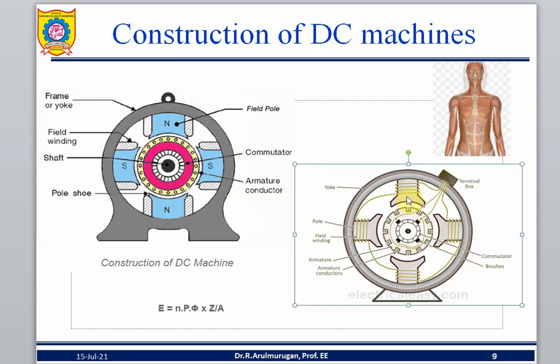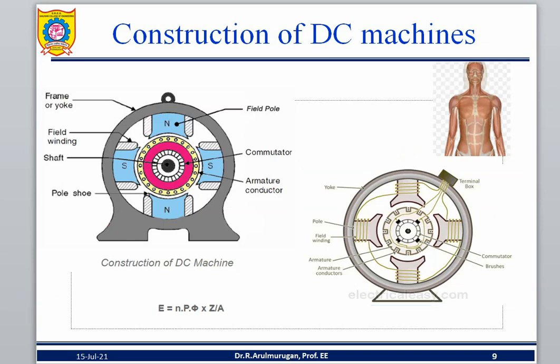The field coil is connected in the pole. This is called the pole. 1, 2, 3, 4, so there are four poles. The coil is wound on the stationary pole. The end of the pole is widely open, and that is called the pole shoe. So that's all about the construction part.